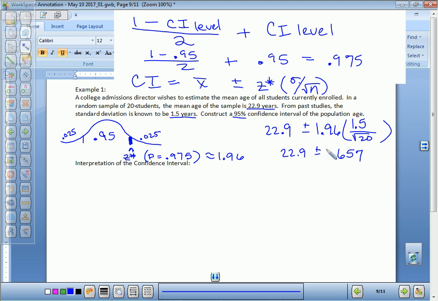So this confidence interval looks like this. 22.9 minus 0.657 gives us a lower bound of 22.243. 22.9 plus 0.657 gives us an upper bound of 23.557.